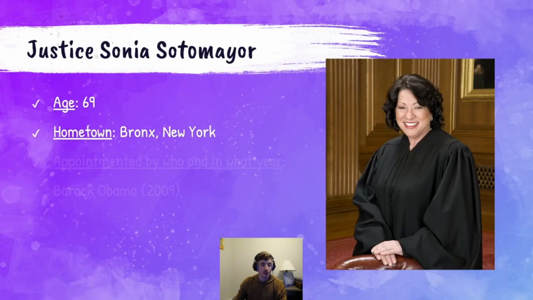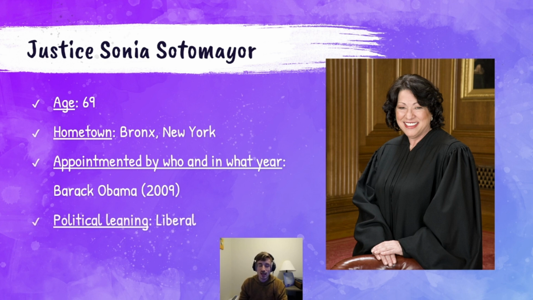Now, Sonia Sotomayor is the first liberal that we will see on the court today. She was appointed by Barack Obama in his first year in office. She is from the Bronx, and she is one of the four women, rather, on this court that has been there. She's the longest serving woman, I should say, on the court.